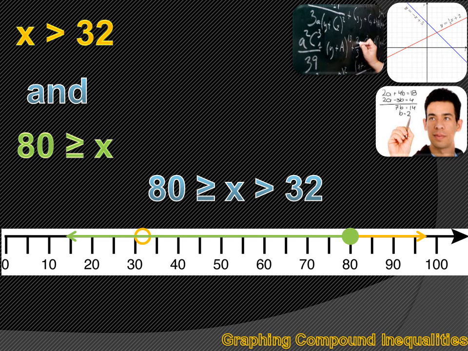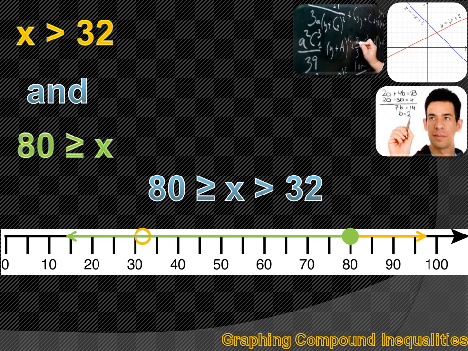Well, I can see on the number line where I've graphed the two individual inequalities that the number 25 right out here works for 80 is larger than or equal to x, but it doesn't work for x is larger than 32 because 25 is not larger than 32. And I can see that that's because that 25 is to the left of my circle, which marks the end limits of my first inequality, x is larger than 32.